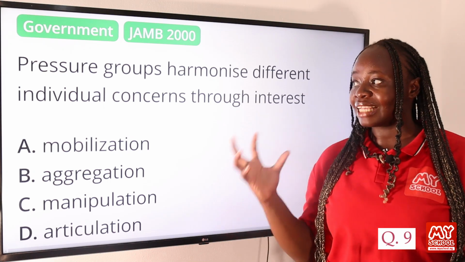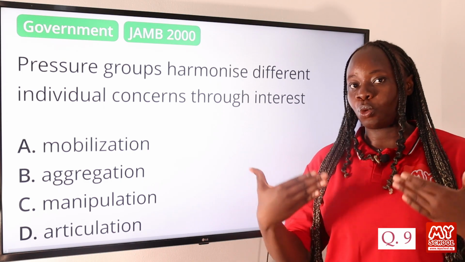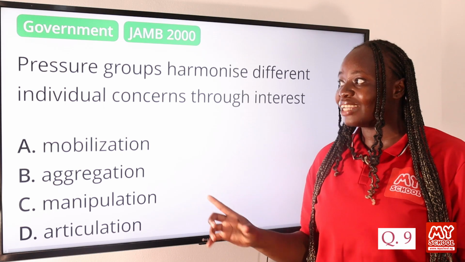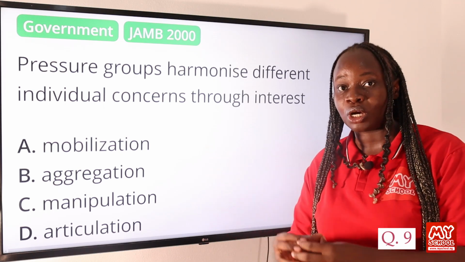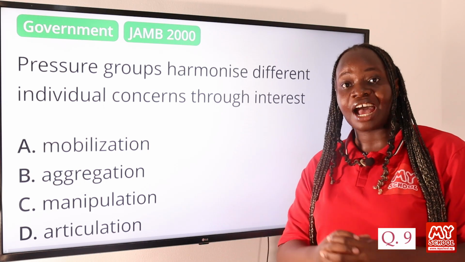Pressure groups are designed to bring together people with similar interests in order to bring their case forward to the government, in order to influence government policies. They are designed to harmonize the concerns of individuals within a particular society. They come together, especially when they have similar interests.